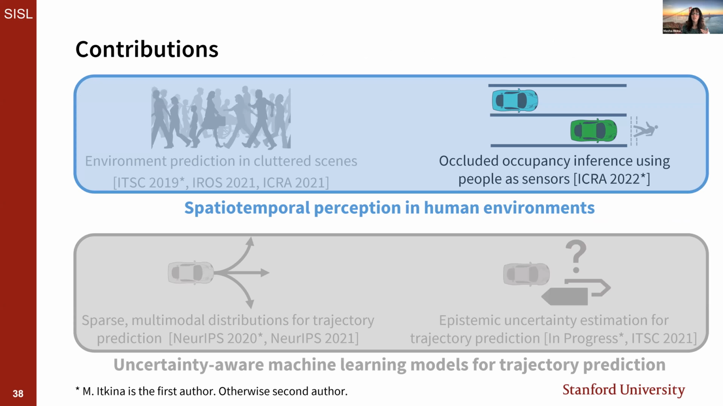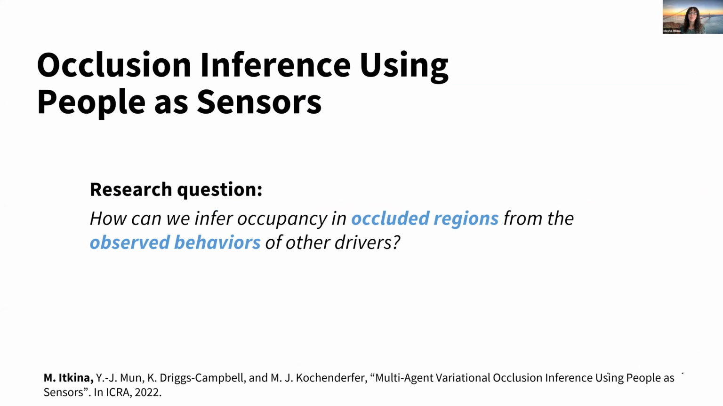So far, we have talked about how we can enable spatiotemporal predictions in human environments. Now I will discuss our approach to handling spatial occlusions in these environments. Since we do not have sensor measurements in the case of spatial occlusion, we're interested in how we can make use of observed human behaviors to infer occupancy in these unseen spaces.